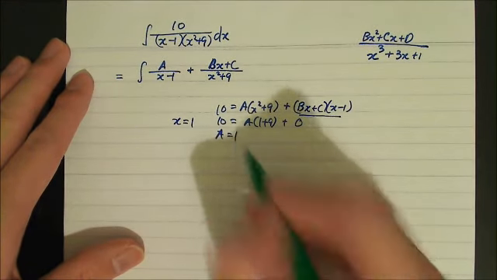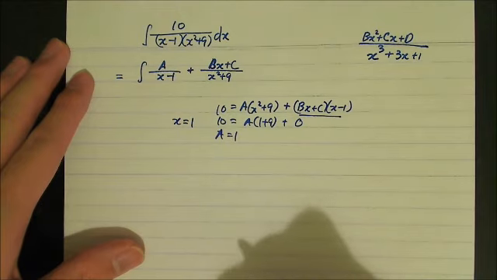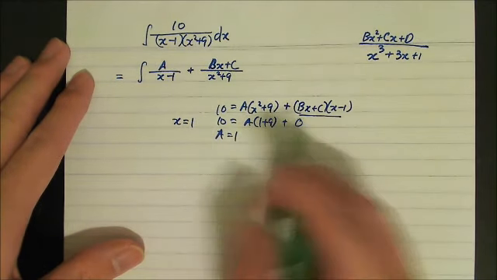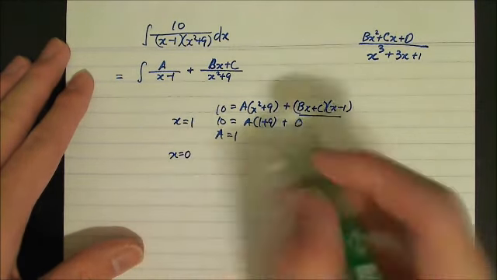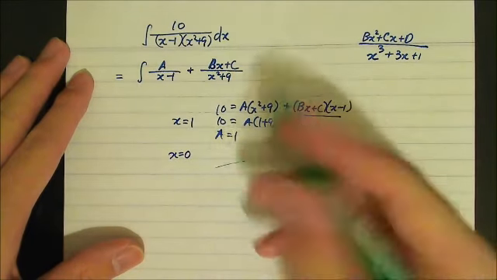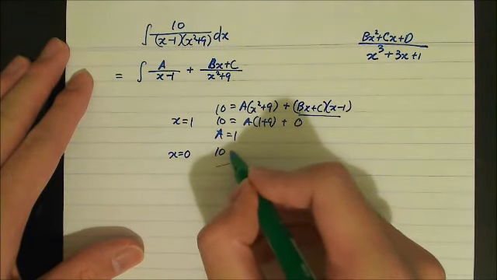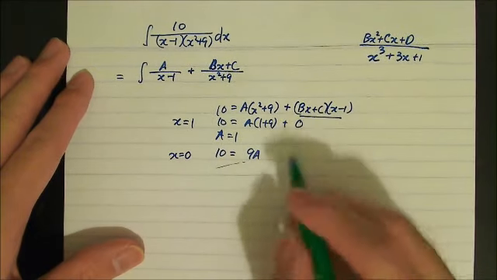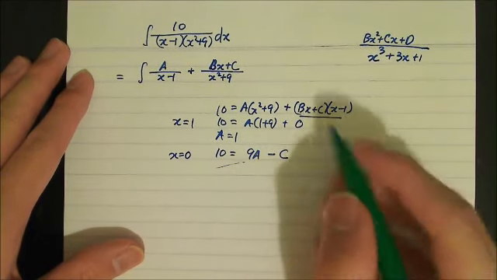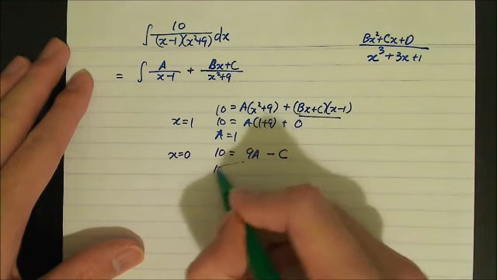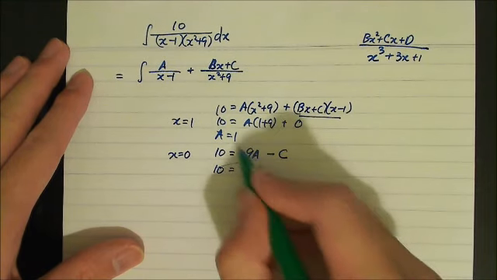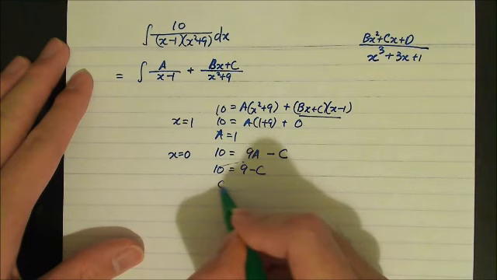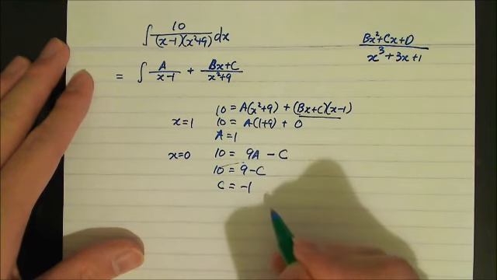which means that a equals 1. Since we know a equals 1, we can substitute x equals 0 to eliminate the b and help us find c, which means when x equals 0, 10 equals 9a, that's gone, so we have minus c, which means 10 equals 9 minus c, since a is 1, which tells us that c equals negative 1.